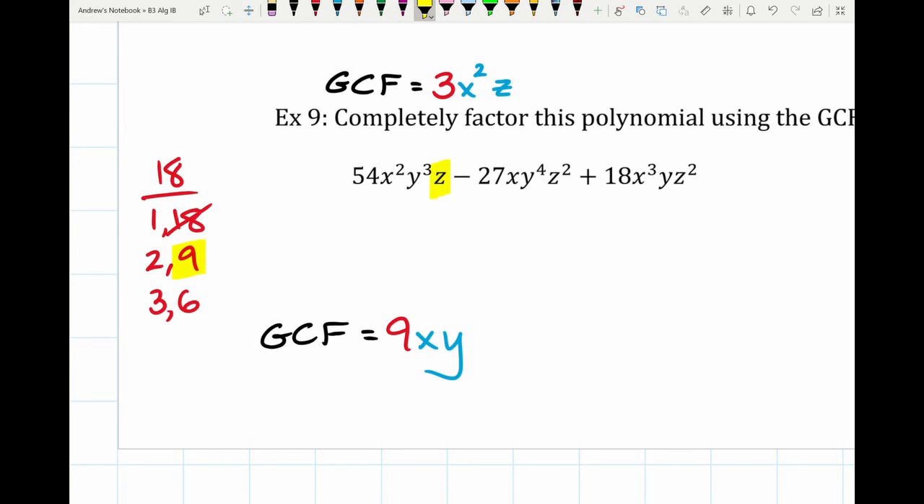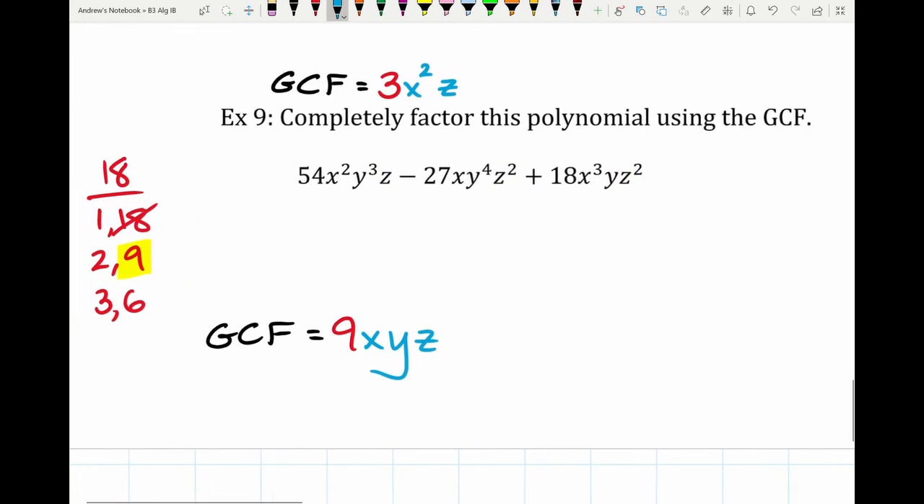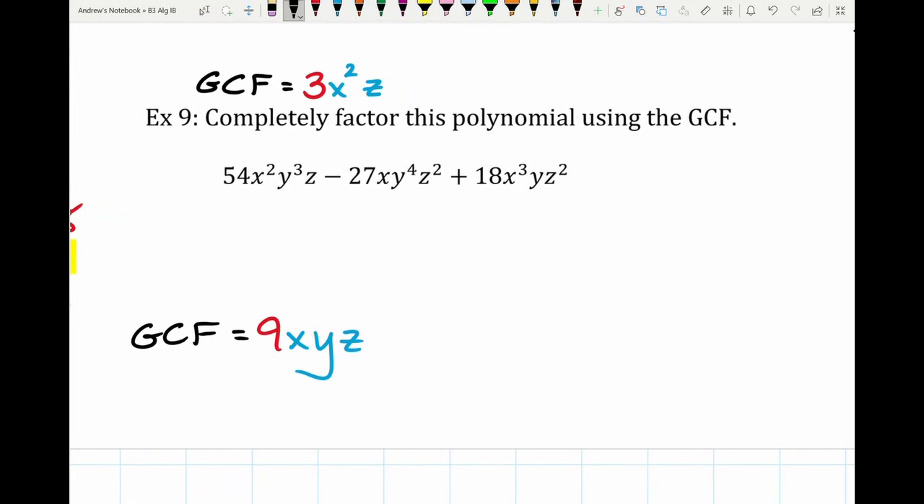Last but not least, I'm gonna take a look at the z's. As I look at the z's, there's 1 in the front, 2 in the middle, 2 on the end. And again, I gotta take the smallest, just a regular old z. Just one of them. So our GCF is 9xyz. We'll divide the first piece by 9xyz, the middle piece by 9xyz, and this last piece by 9xyz.